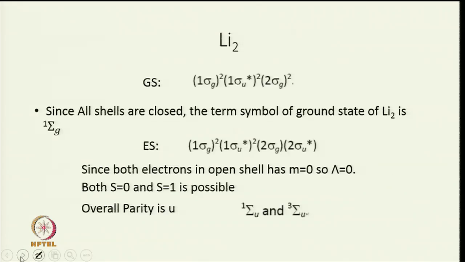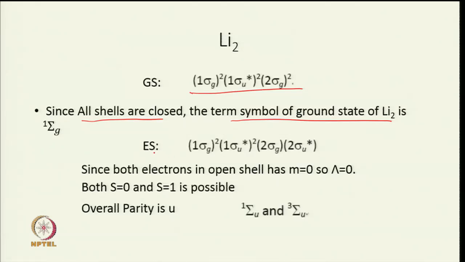Now, let us discuss a molecule, for example, lithium 2. What will the ground state be? This is the ground state. There are 2 electrons in 1 sigma g, 2 electrons in 1 sigma u star, and 2 electrons in 2 sigma g. The shells are all closed, and since all shells are closed, the symbol of the ground state of lithium 2 is 1 sigma g plus.